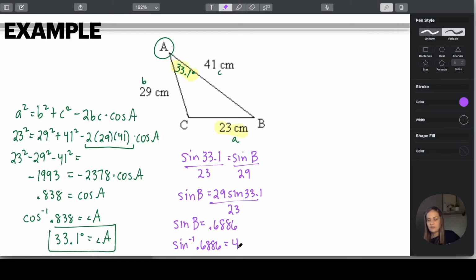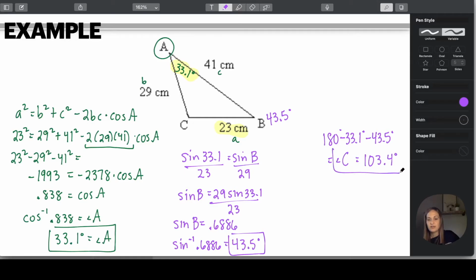If I take the inverse of that, I will get 43.5 degrees. So now that we know that this is 43.5 degrees, and we know that this angle is 33.1 degrees, we can add them together and subtract from 180 to get angle C. So 180 minus 33.1 degrees minus 43.5 degrees is going to equal angle C, which is going to give us 103.4 degrees. So now we have solved for angle A, angle B, and angle C.